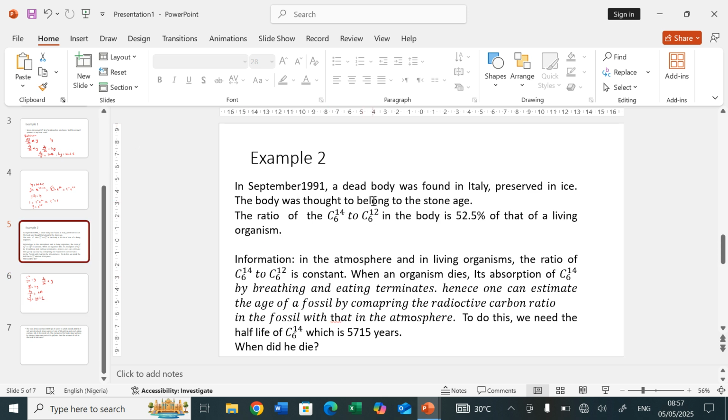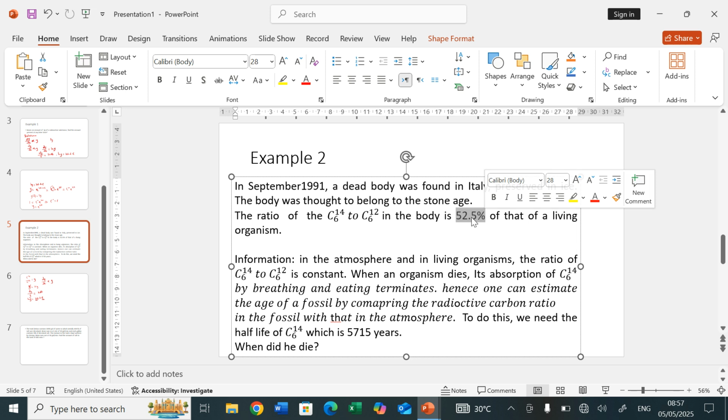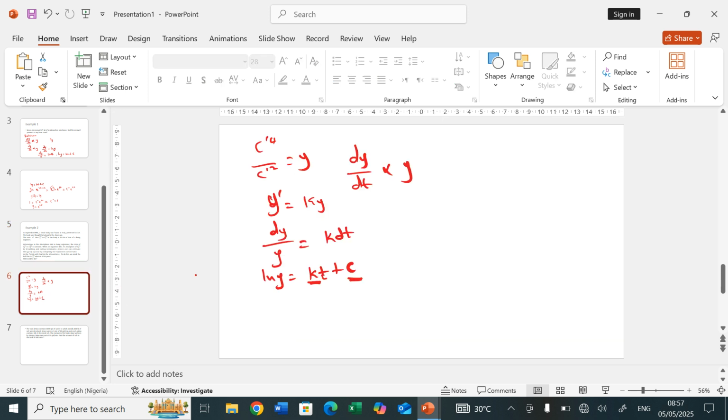The first one was that the ratio of carbon 14 to 12 in the body is 52.5% of that of a living organism. That is, it has reduced from 100% to 52.5%. So we can infer two things. At t equals 0, just before the body died, the ratio in the body is 100%, which is Y naught, the same as in the living organism. We don't know the actual amount, but we know it is exactly that of the living organism.